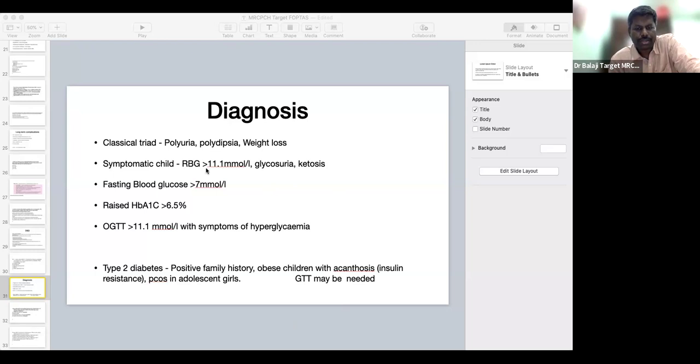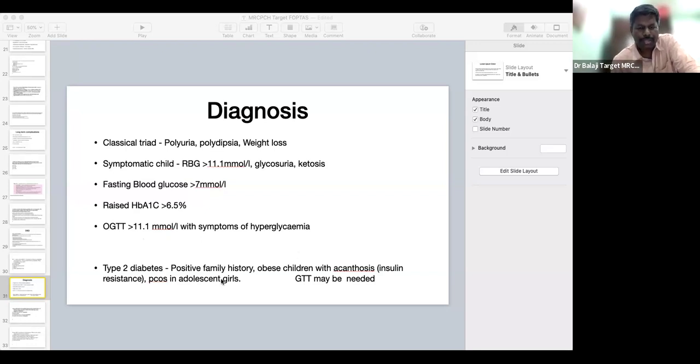So somewhere around 200. When the random blood glucose is 200 or 11.1 millimoles along with glycosuria and ketosis. If you are doing a fasting blood glucose, it is 126 milligram, which converts to 7 millimoles per liter. Or if you do only an HbA1c, if it is more than 6.5 percent, then again it's diabetes. So these are the definitions for diabetes. Then for an oral glucose tolerance test, again it's more than 11.1 millimoles per liter with symptoms of hyperglycemia.